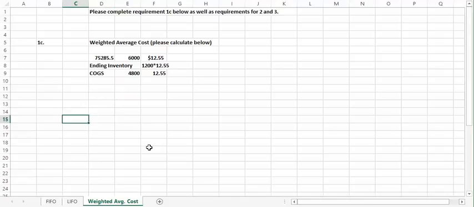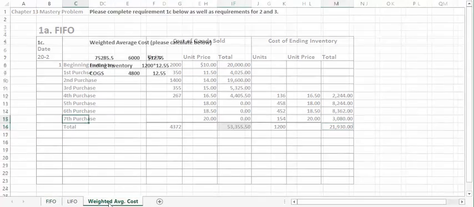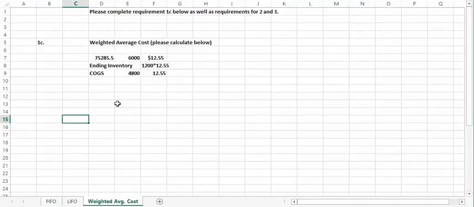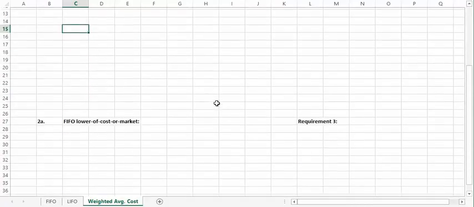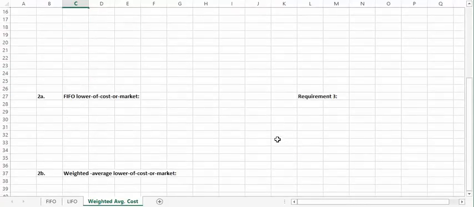And then for number 2, FIFO or cost of market, you're going to list both amounts. FIFO you'd get off the tab. Weighted average you'd get by doing the above calculations. And tell me which one you would choose. So which one is cheaper? You would do the same thing for weighted average. And then requirement 3, you're going to find out the goods available for sale and then the estimated inventory.